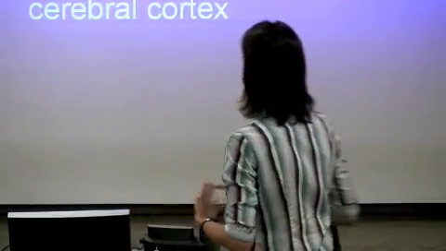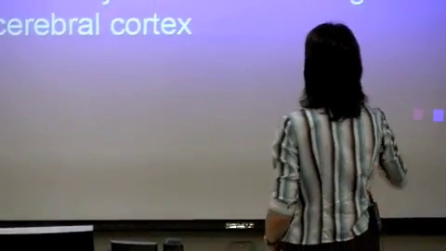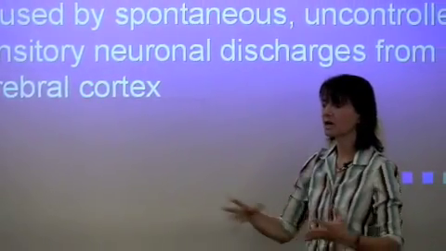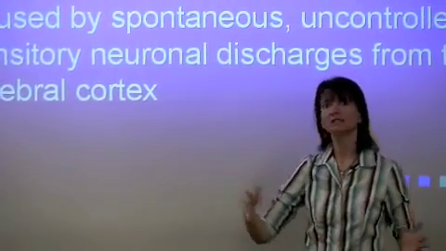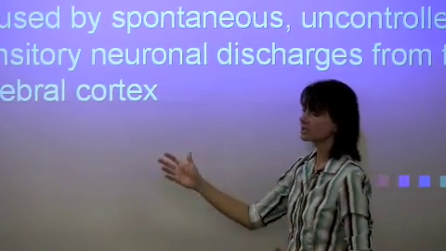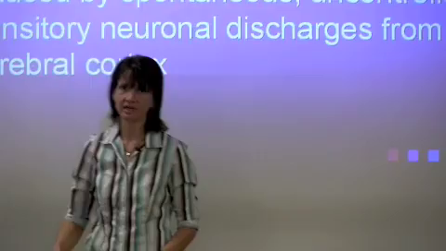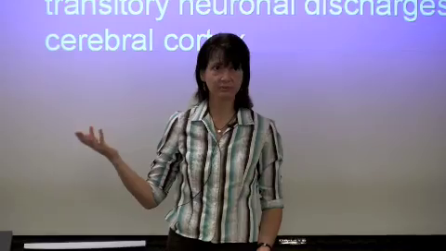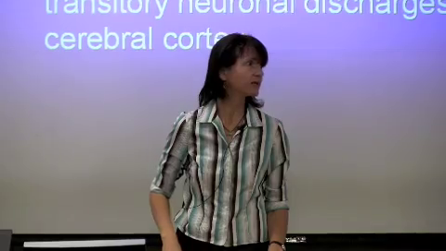All right? So most of them are related to something else that's happening. That's just the big definition. Caused by a spontaneous, uncontrolled, transitory neuronal discharge from the cerebral cortex. You've got an area that's popping off, it's being bad. If you can find it and ablate it, that's better than having to be on medications for the rest of your life.